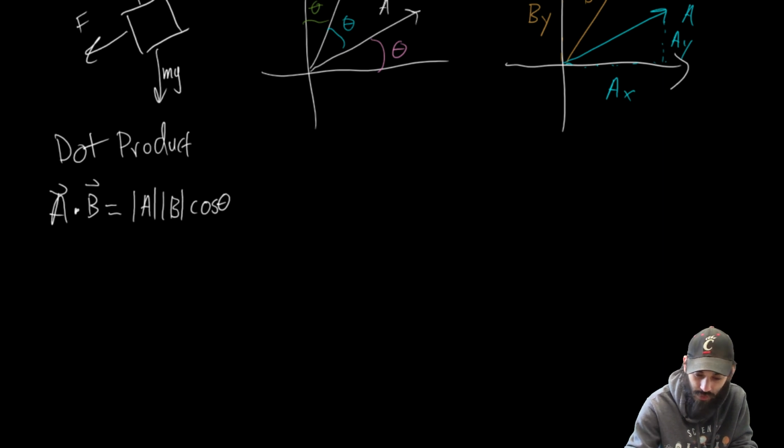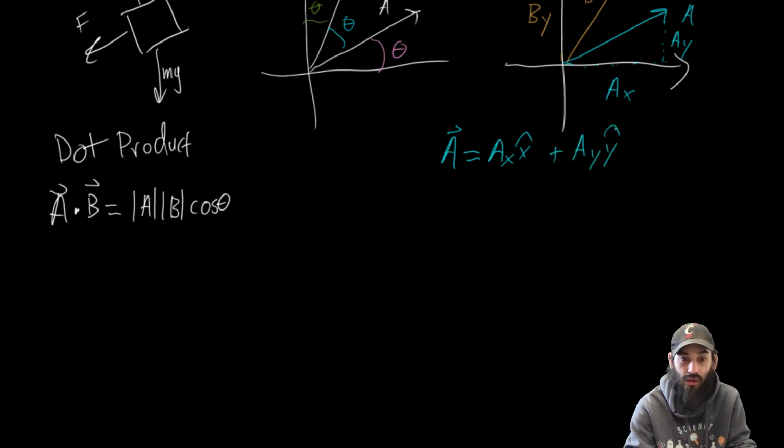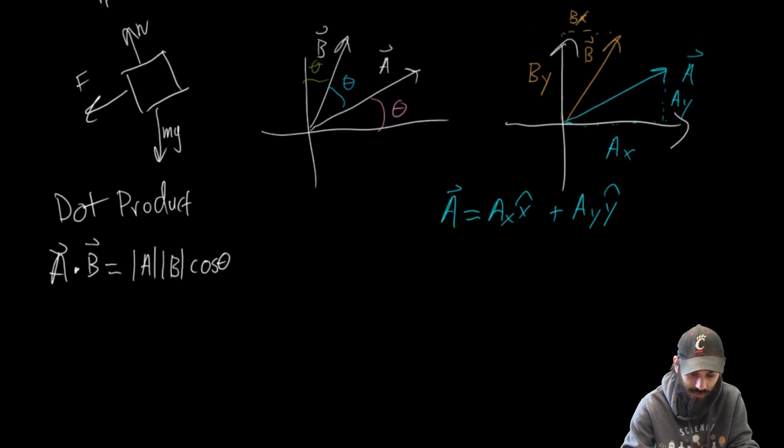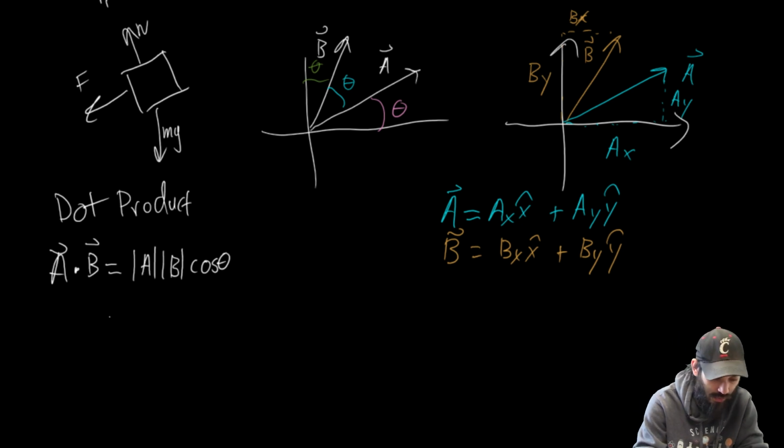So we have, and we use this for our cross product as well, A vector is going to be equal to ax x hat plus ay y hat. Okay, and B vector is going to be equal to bx x hat plus by y hat, okay? So if we want to take A dot B the other way, this is going to be equal to ax bx plus ay by, okay?